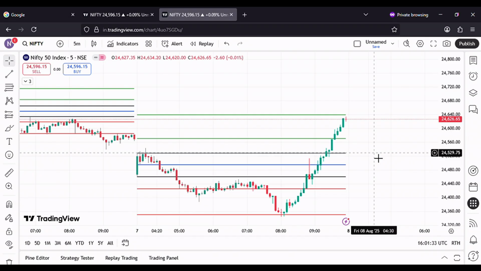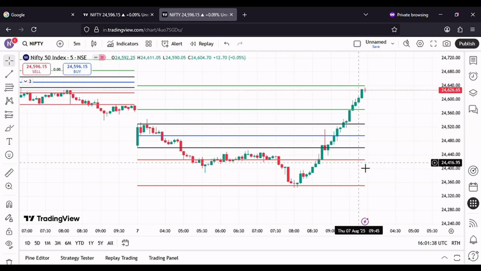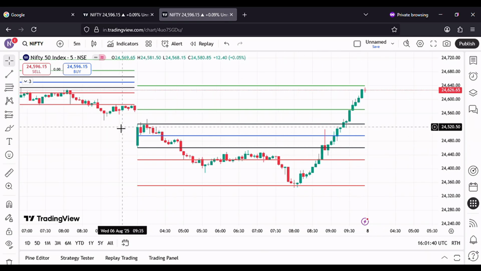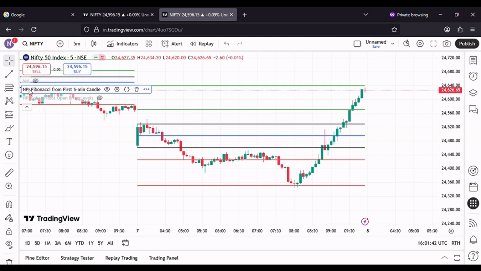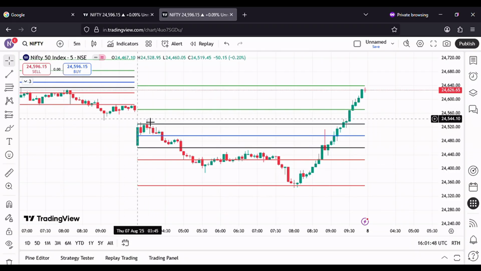Today we can see the post analysis of Nifty, Bank Nifty and Sensex using our indicator. The indicator is Nifty Pulse India's Fibonacci from first 5-minute candle. And I will explain that.